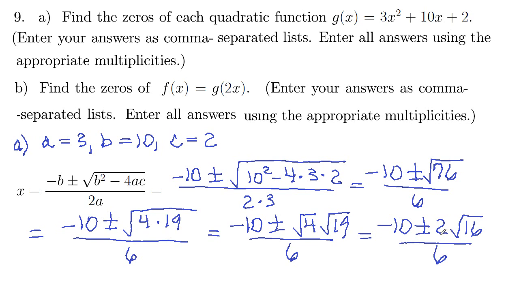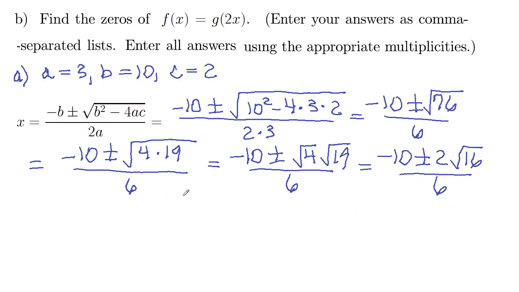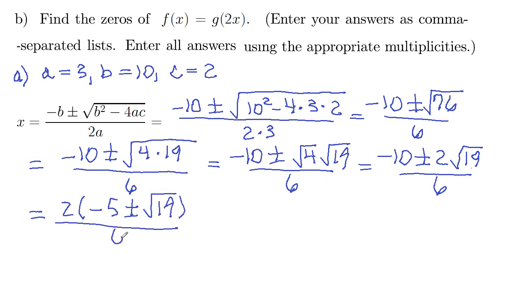And then notice those are both even, so we've got a common factor that we can pull out on top. We can factor out a 2, and be left with negative 5 plus or minus, that should be a 19, not 16, square root of 19, and then all over 6. So now that 2 cancels into the 6. So this will be negative 5 plus or minus root 19 over 3. So those are the zeros in part A.